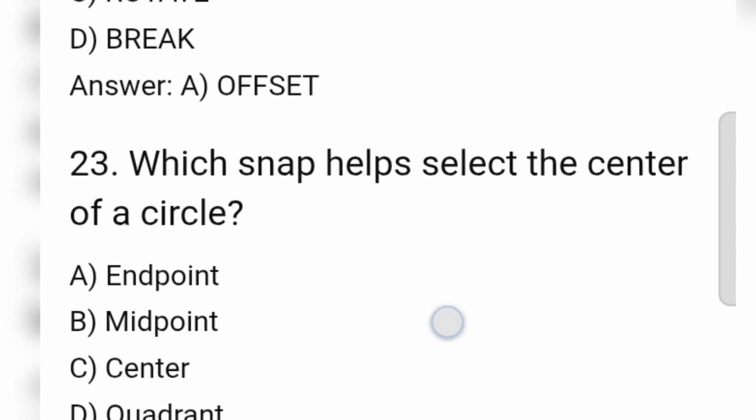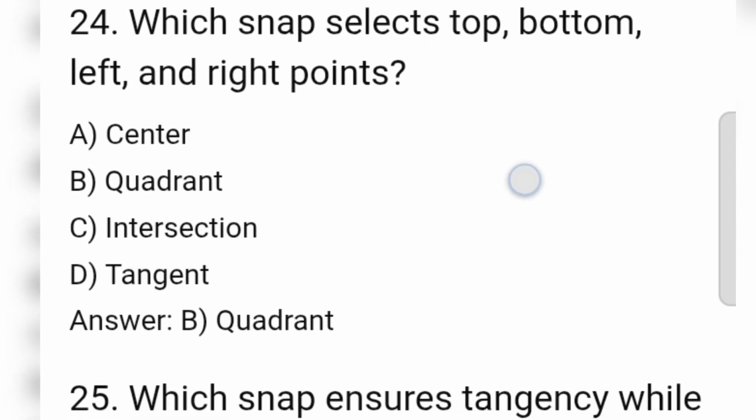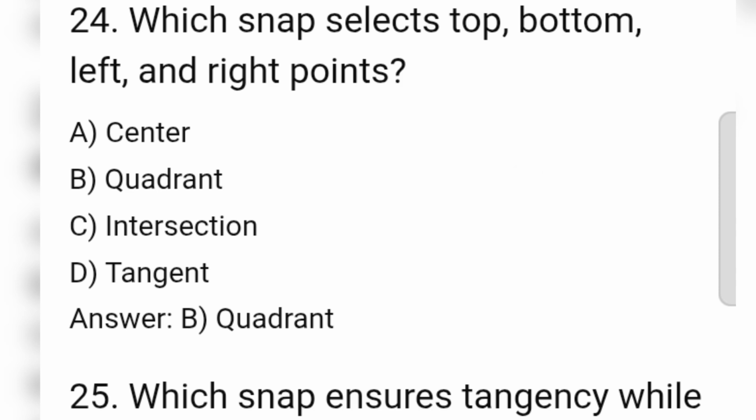Question number 23. Which snap helps select the center of the circle? A. Endpoint, B. Midpoint, C. Center, D. Quadrant. Answer is C, center. Question number 24. Which snap selects top, bottom, left and right points? A. Center, B. Quadrant, C. Intersection, D. Tangent. Answer is B.